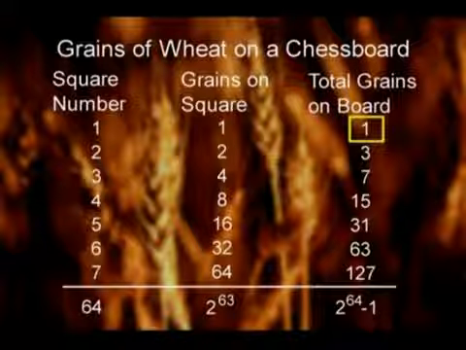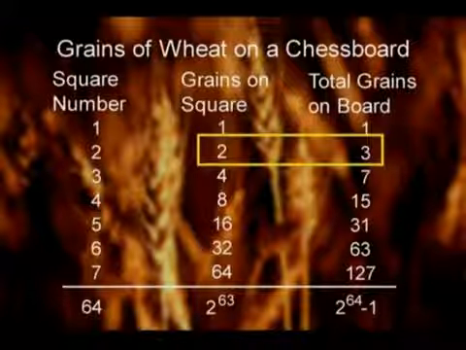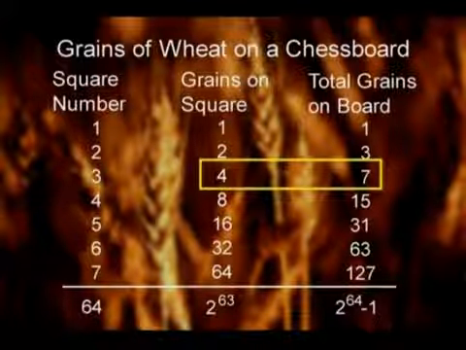Now let's look at the way the totals build up. When we have 1 grain on the first square, the total on the board is 1. We add 2 grains, that makes a total 3. We put on 4 grains, now the total is 7.